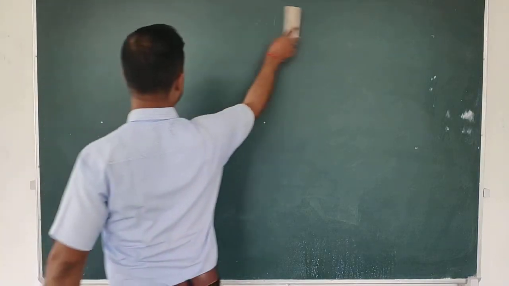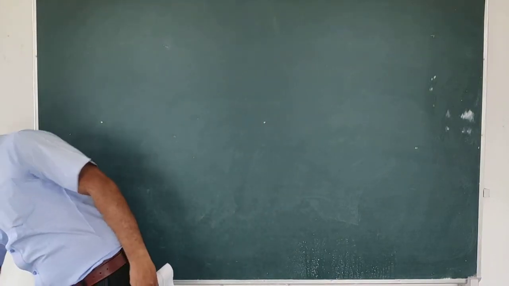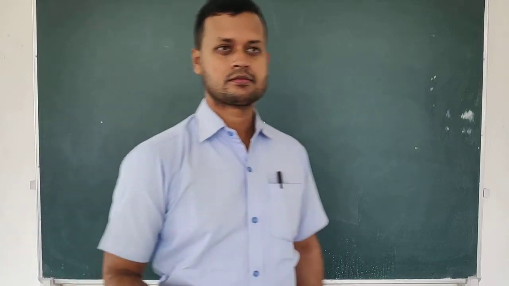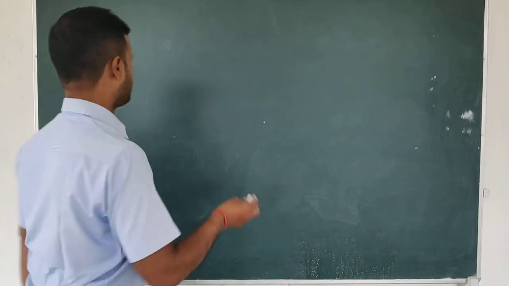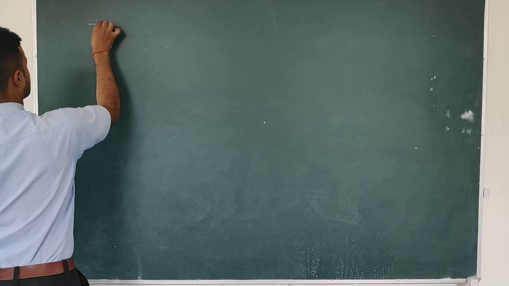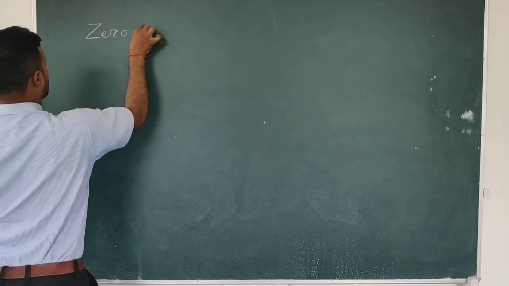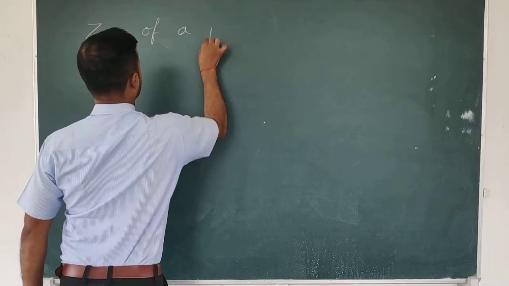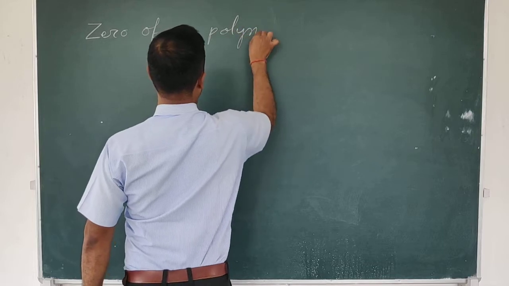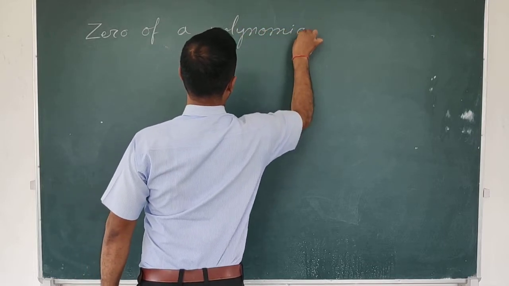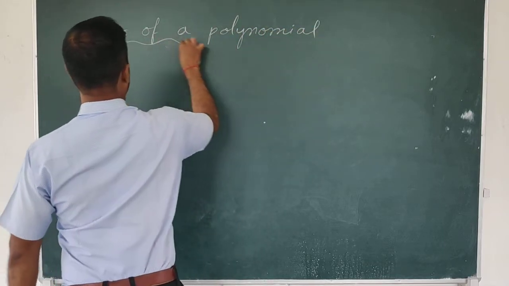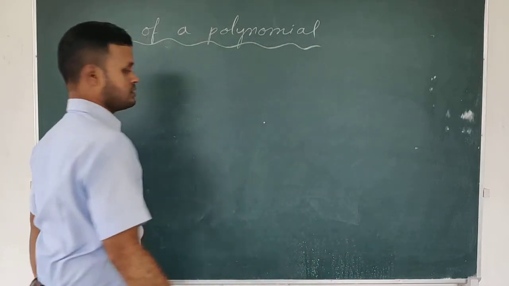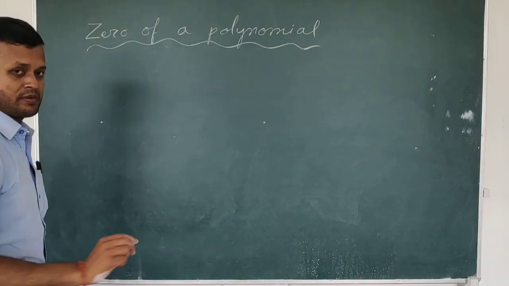So students, with this we have completed exercise 2.1. Now we will learn about the concept that is called zero of a polynomial. What is the meaning of zero of a polynomial?